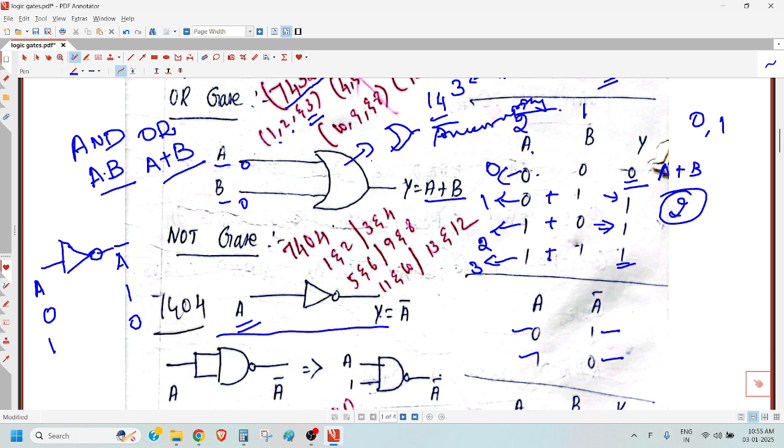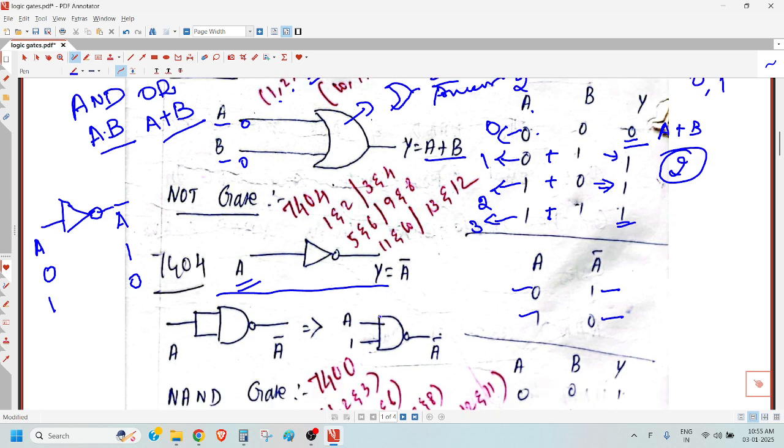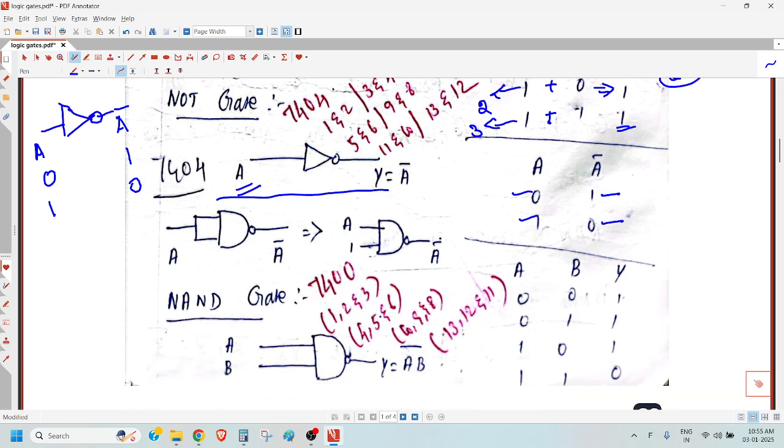So the basic gates are AND, OR, then NOT. That is what I have mentioned here. What IC will you use over here? 7404 will be used here. So if you give pin 1, you get pin 2; 3 gives 4; 5 gives 6; for 9 and 8, and for 11 and 10, you get 13 and 12. So this is the IC pin usage.